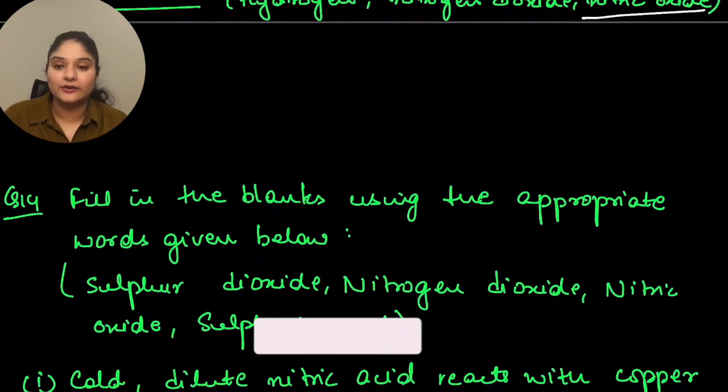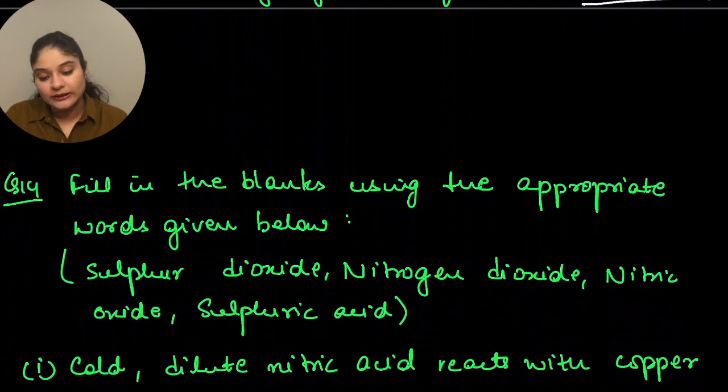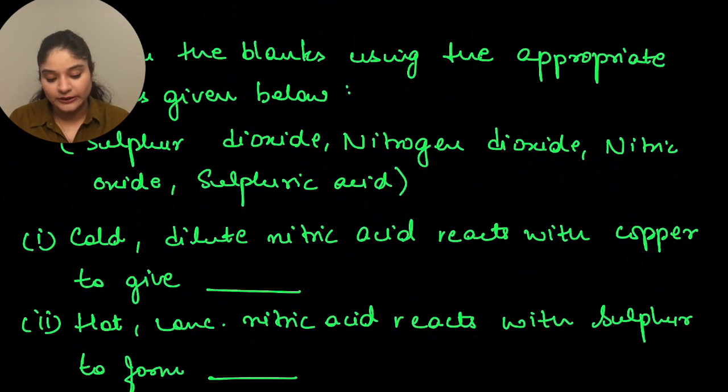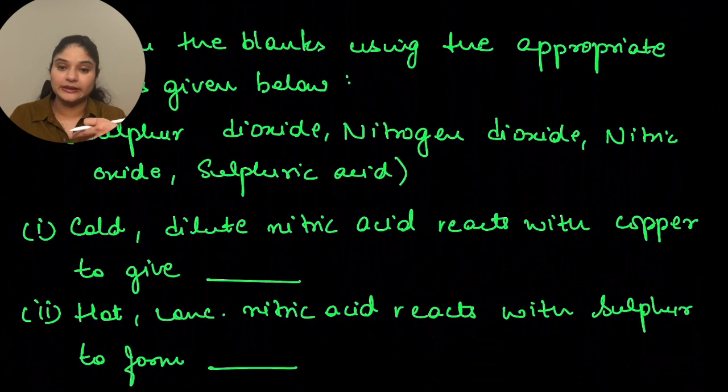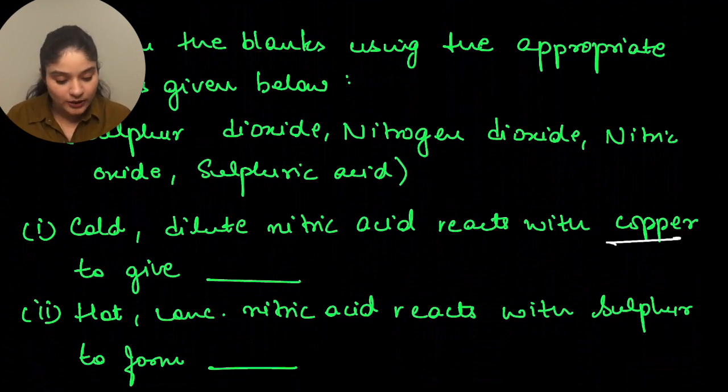So the answer is nitric oxide. Now next is fill in the blanks using the appropriate words given in the brackets. Cold dilute nitric acid reacts with... so again, see, this was repeated again. Copper and nitric acid come together very often, so make sure that no matter what happens, you are very thorough with this equation. So cold dilute nitric acid reacts with copper to give nitric oxide.